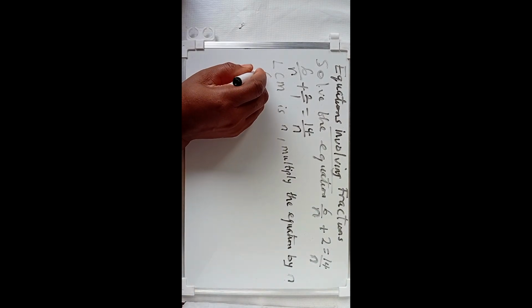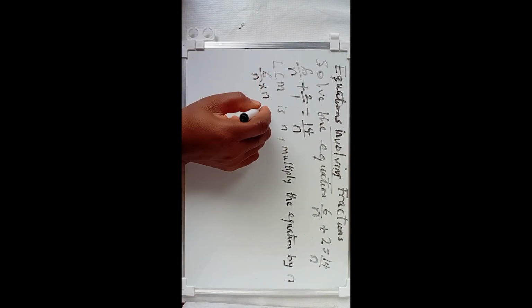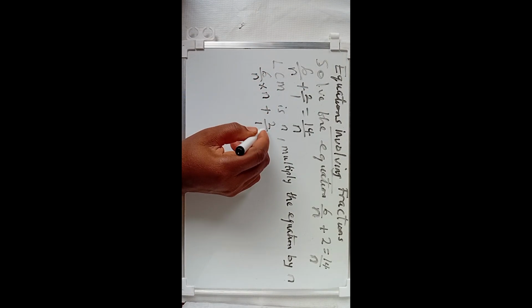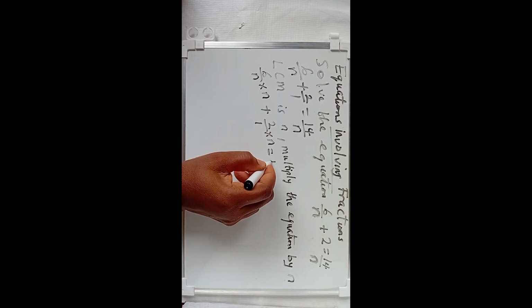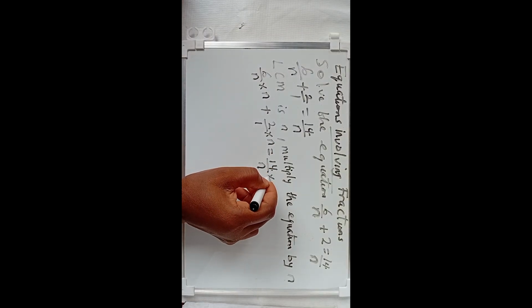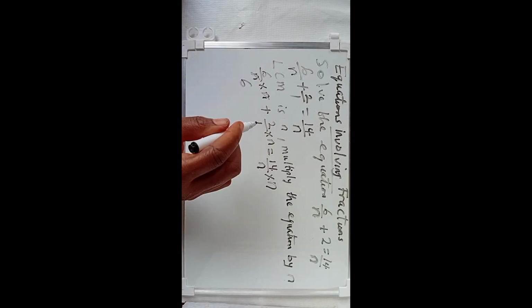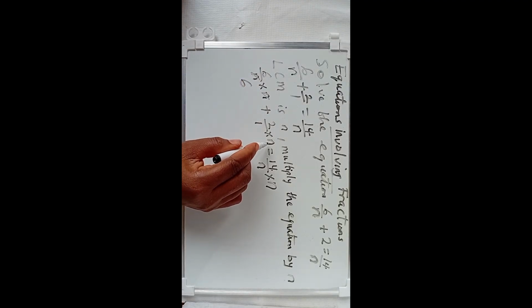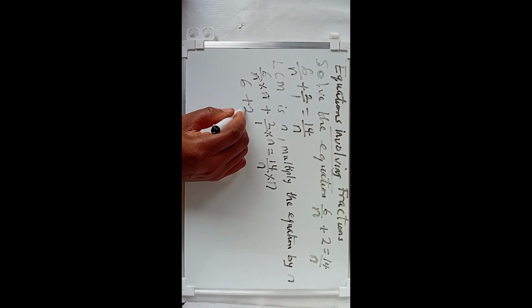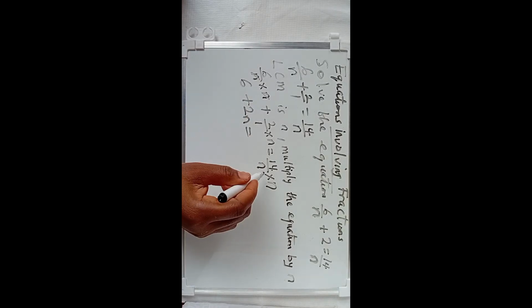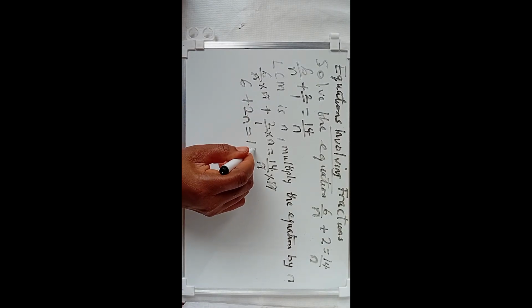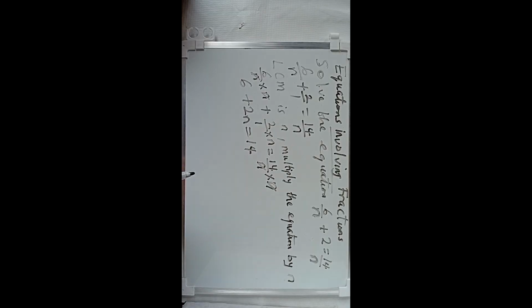This will give us 6 over n multiplied by n plus 2 over 1 multiplied by n equals 14 over n multiplied by n. N cancels n here, we have 6. 1 in n is n. N multiplied by 2 gives us 2n equals, n cancels n, we have 14. So we are left with 6 plus 2n equals 14.